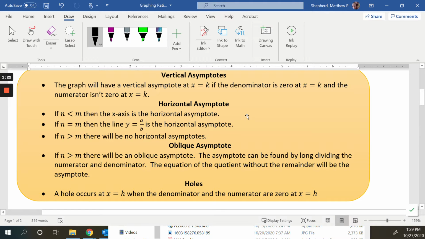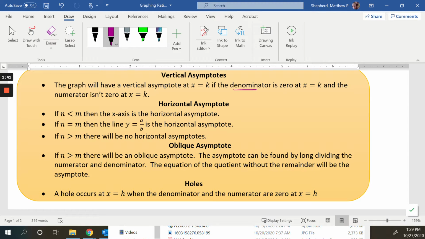Those are lines that our graph is going to get closer and closer to without really touching. Okay, so the vertical asymptotes are going to be found where x equals k. That is if the denominator is 0, so any number that makes the denominator be a 0.